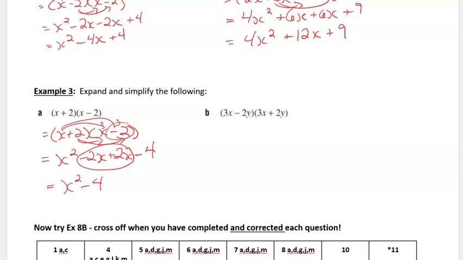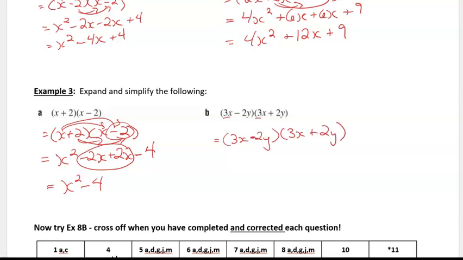What do you think this one's going to be? Have a think for a second. What do you think it's going to end up being? Remember, you've got to square these as well. All right, let's do it. So we have 3x take away 2y, up against the conjugate, 3x plus 2y. That's what makes them conjugates: negative, positive.